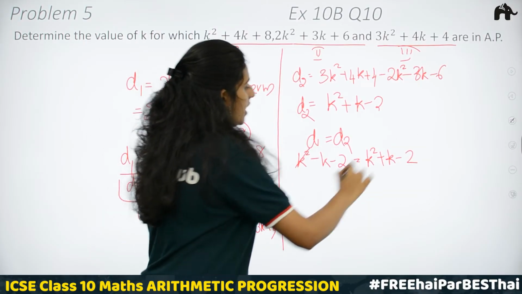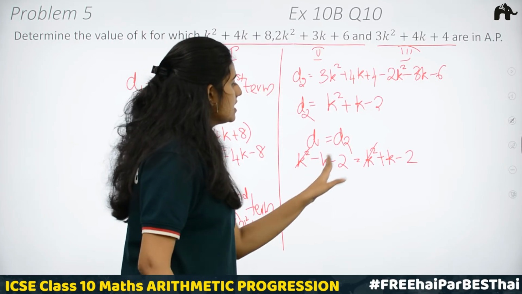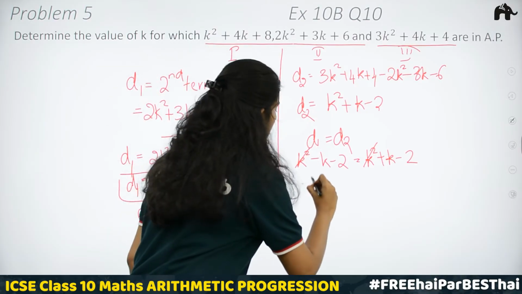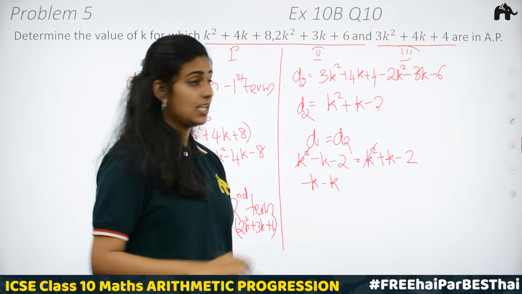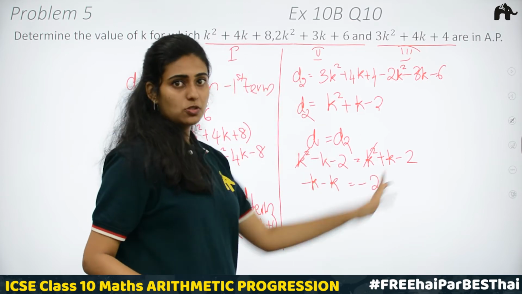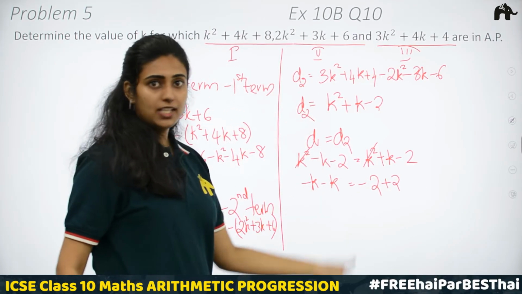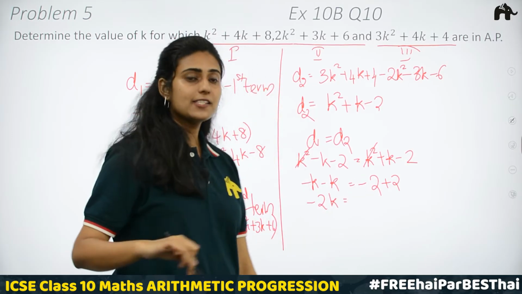Here we have k square, here again we have k square. Cancelling the k squares, we have minus k and plus k. Taking this plus k to the opposite side, minus k minus k. Okay, plus k becomes minus k, is equal to, here we have minus 2. Taking this minus 2 to the opposite side, it becomes plus 2. Minus k minus k is minus 2k, equal to minus 2 plus 2, which is 0.